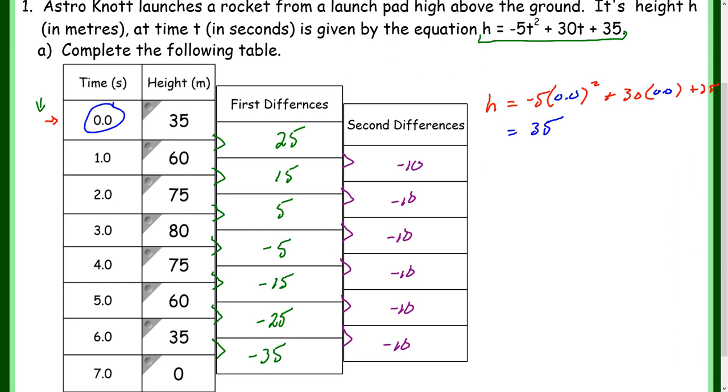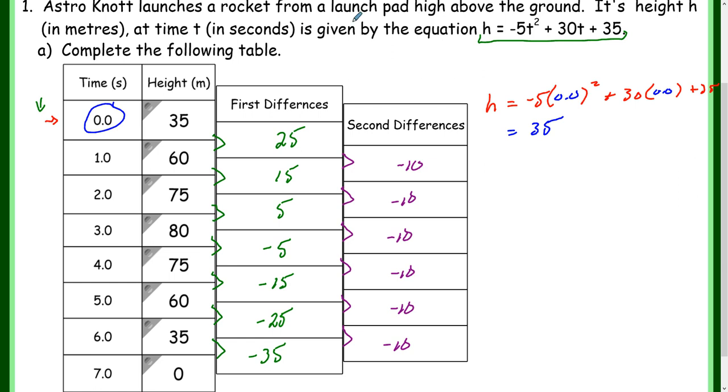Okay, so this is what you should have gotten for your heights and all your first differences and your second differences. Now let's talk about these second differences a little bit. This negative symbol right here tells you the direction of opening. Okay? I know that this is a parabola based on this. And because it's negative, it's going to tell me that it opens down.